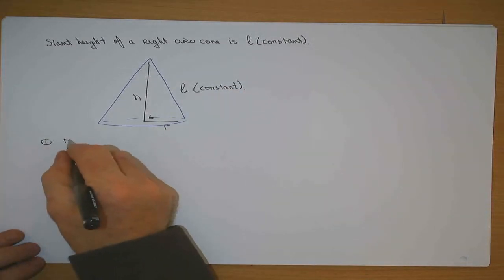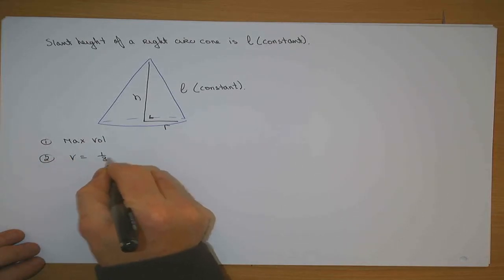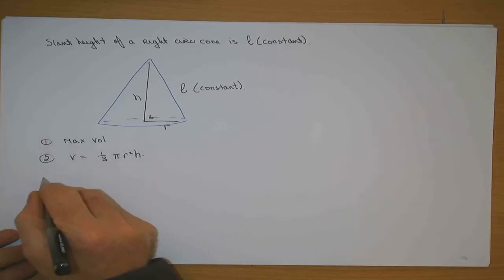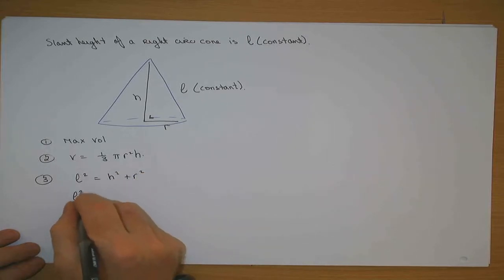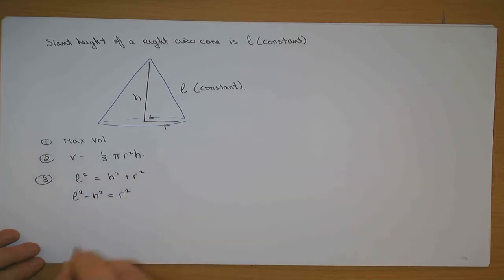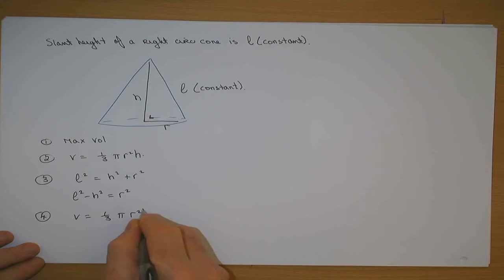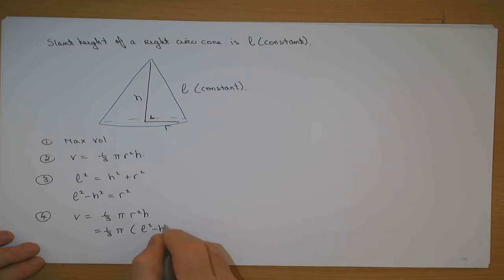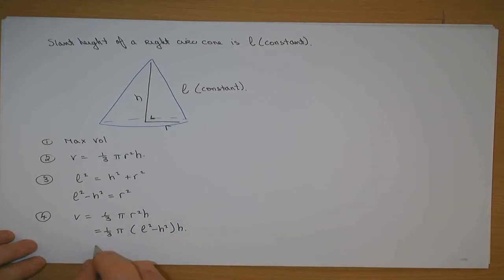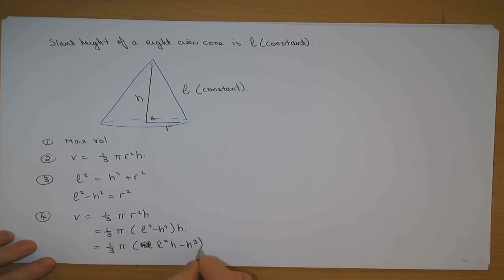1, I'm asked to maximize the volume. 2, I know the volume is 1/3 pi r squared h. 3, I know that L squared is equal to h squared plus r squared. So L squared minus h squared is equal to r squared. And 4, then I know the volume was 1/3 pi r squared h, which is 1/3 pi by the radius squared, L squared minus h squared, times h. So that's equal to 1/3 pi outside of L squared h minus h cubed.